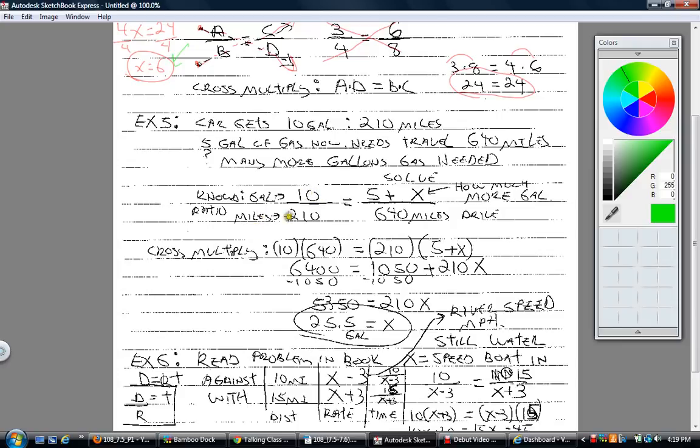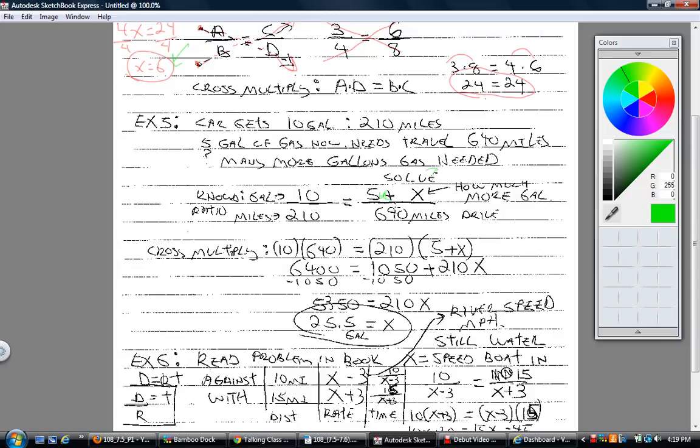For every 10 gallons you get 210 miles. Then you're on a road trip, you're getting ready to take off, you know you're going to Salt Lake City, it's about 640 miles, you know that's the trip, you've done it before, and you happen to know that you've got 5 gallons of gas in your car tank, and you're trying to figure out how many more gallons you need to make that trip.